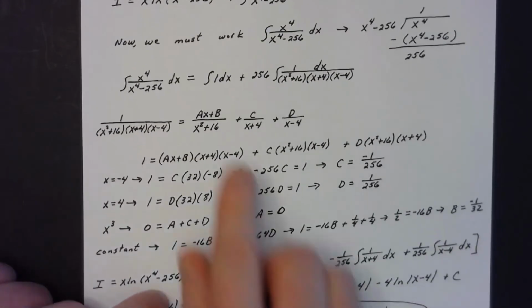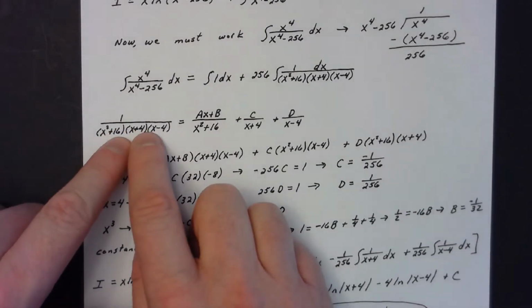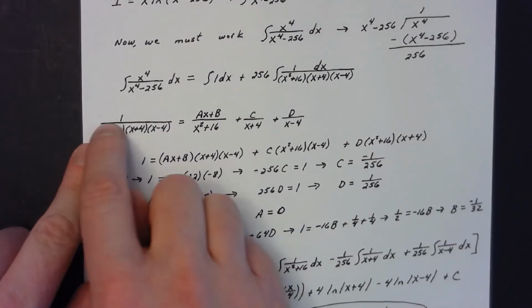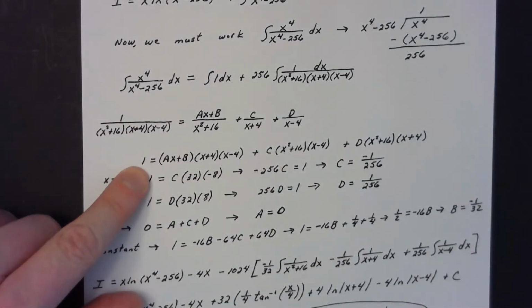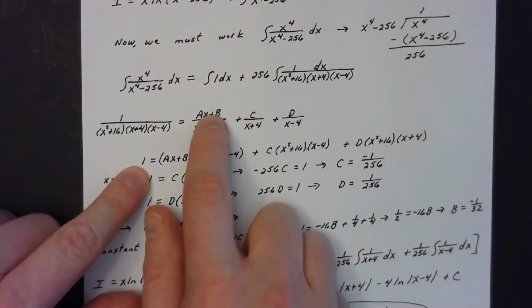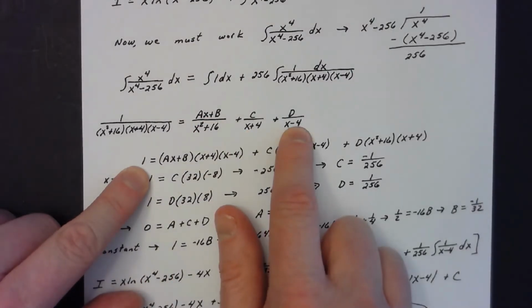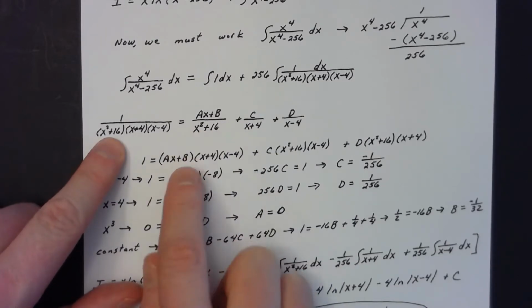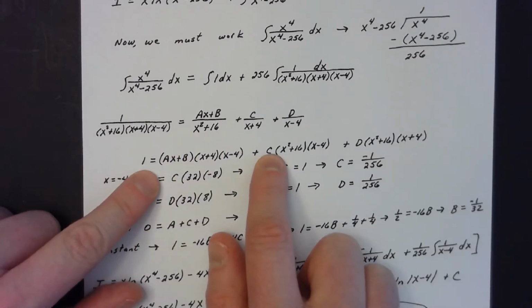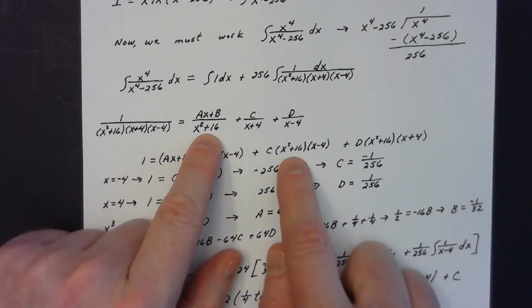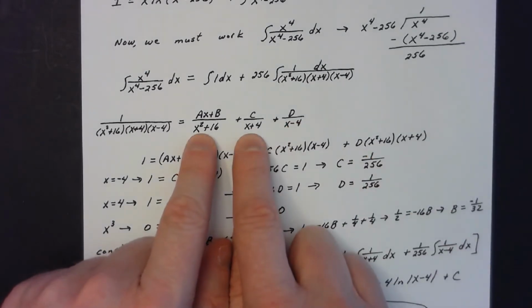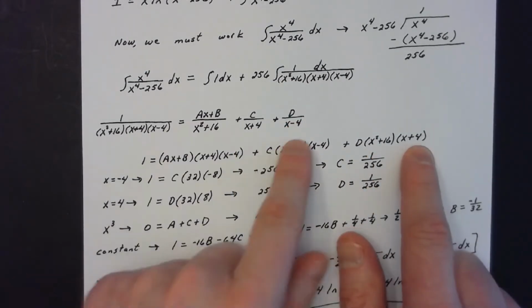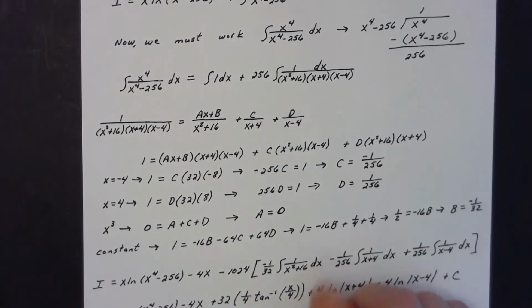I set up my problem and say, okay, now I need to get rid of this denominator, so I multiply by all 3 of these factors throughout the entire equation. Clearly on the left-hand side, you have a 1. On the right, you would have ax plus b times the other 2 factors. Obviously, the x squared plus 16 would cancel out. You have c times the other 2 factors, x squared plus 16 and x minus 4. And you have d times the other 2 factors of x squared plus 16 and x plus 4. The x minus 4 would cancel. Now I'm left trying to figure out what are a, b, c, and d.